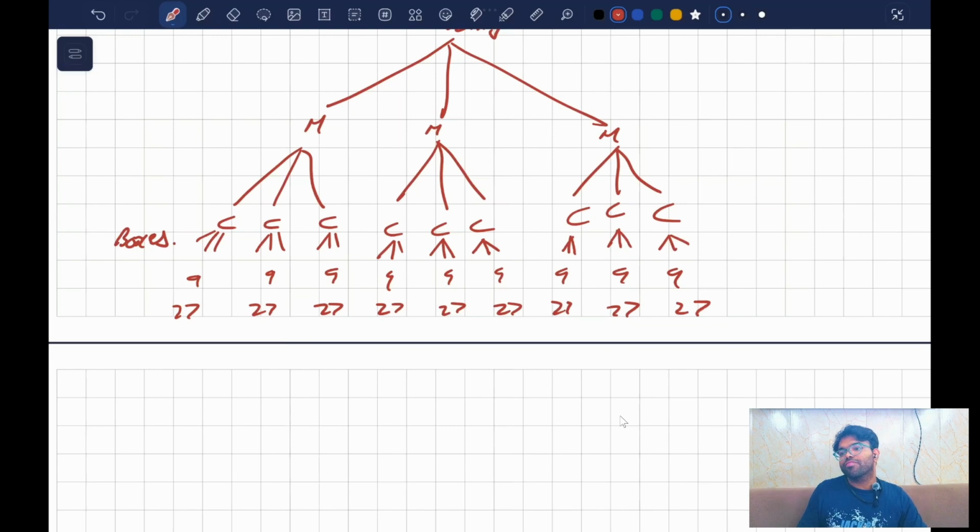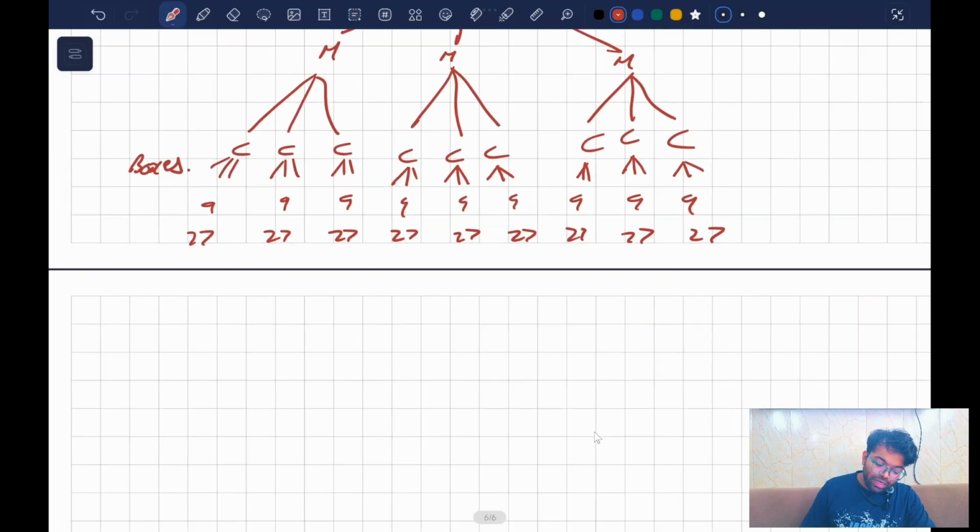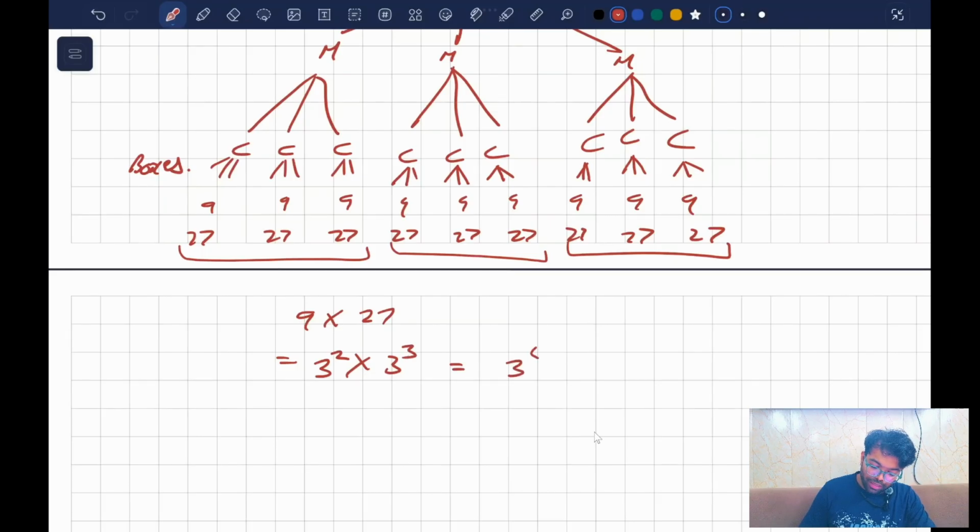It's not 27. 27 is not the complete answer. Read, you are getting close. The king asks his ministers to calculate the total number of gold coins, but they must use exponential notation to present their answer. So read. Here you see 27 for each chest, so this is 9 into 27. This becomes 3 squared multiplied by 3 cubed, which is 3 to the power of 5.